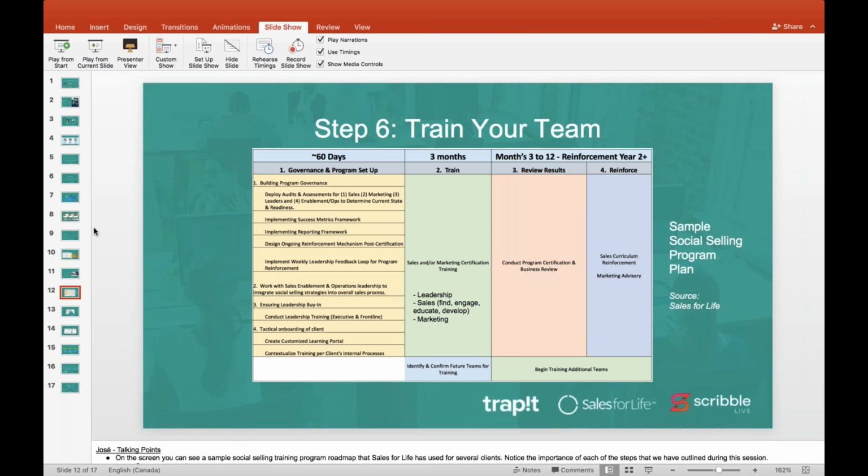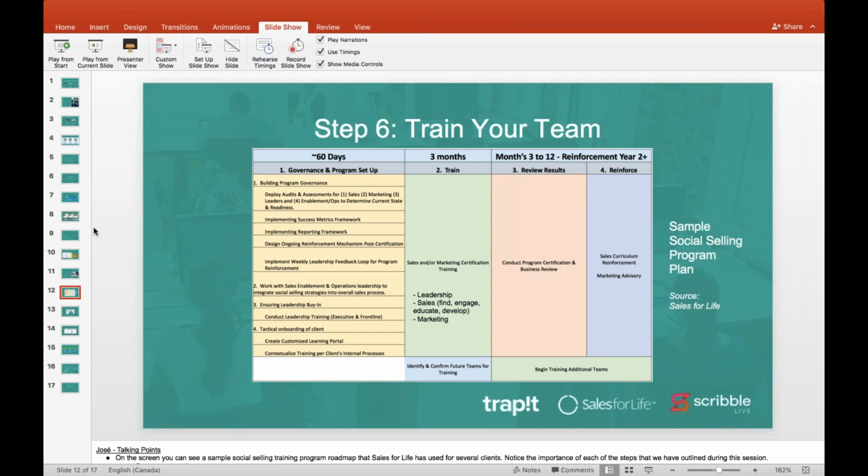So as I said, you have to have the right steps and the right components of the plan set up at the beginning of the program in the first 60 days, including governance, including the right people, process, and technology that will be deployed during the program. You have to work with sales leadership and enablement to integrate social into the overall sales process. You have to ensure leadership buy-in, and this is sort of a summary of a lot of the points that we've talked about today. And you have to train leaders.